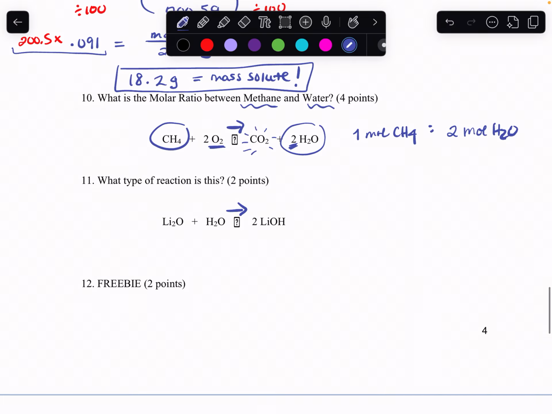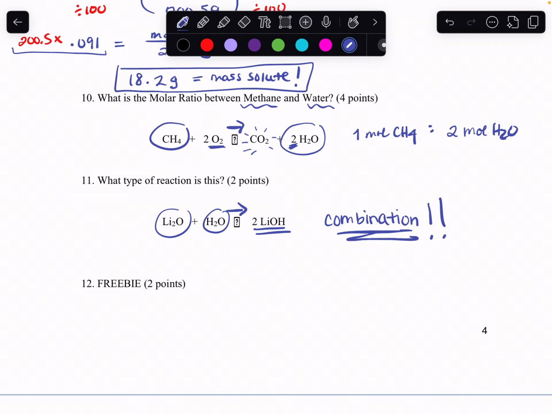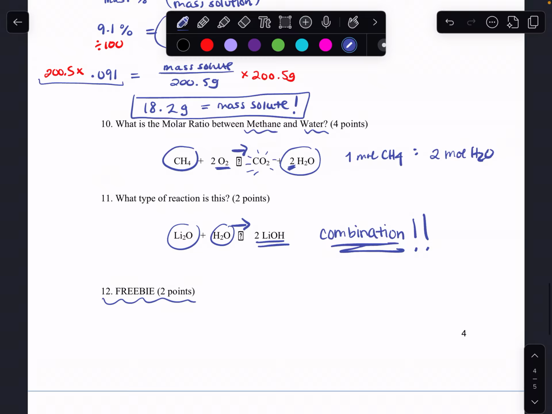All right, next one. What type of reaction is this? Interesting, what type is it? Well, I have 2 reactants here, and they're forming 1 product. So this is a combination reaction. Wow. Look, we did it. And then there's a freebie question at the end. You just get 2 points. On the actual exam, it'll have you circle something. So make sure to not skip it. But yeah, this is the exam.